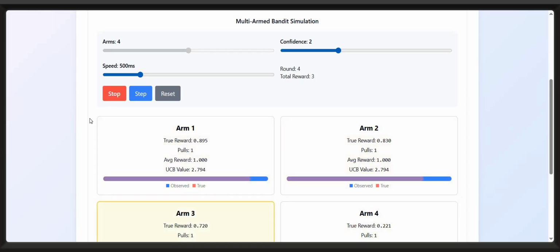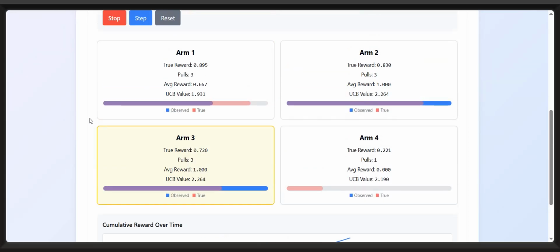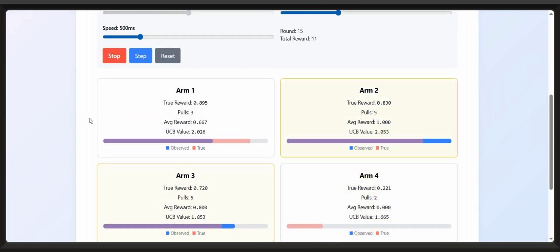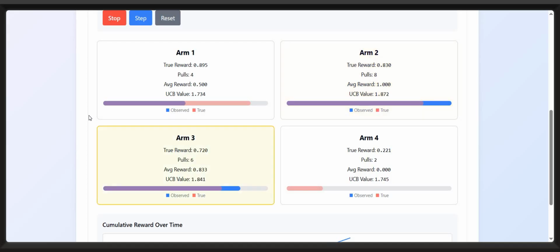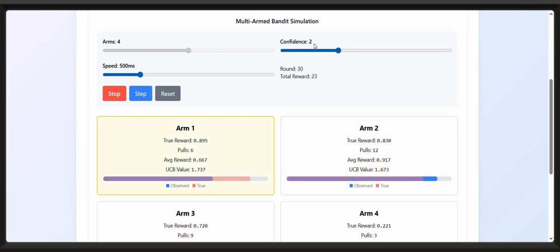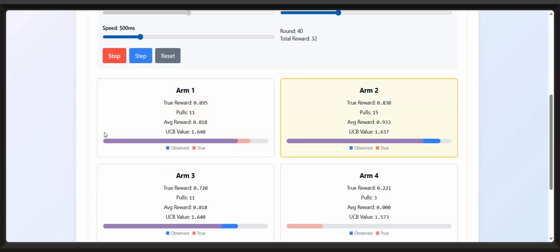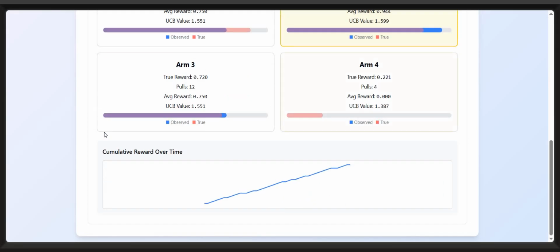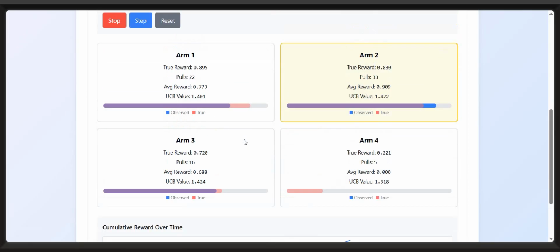Okay, in this simulation we have got 4 arms. You can see we can adjust the number of arms, the speed of the simulation, and also the confidence parameter C. Right now it is set to confidence 2 and arms 4. Okay, and each arm has a hidden reward probability. That's the true value we are trying to estimate over time. You can see the true reward values on screen, but in a real case we would not know them. Okay, and we begin pulling arms.